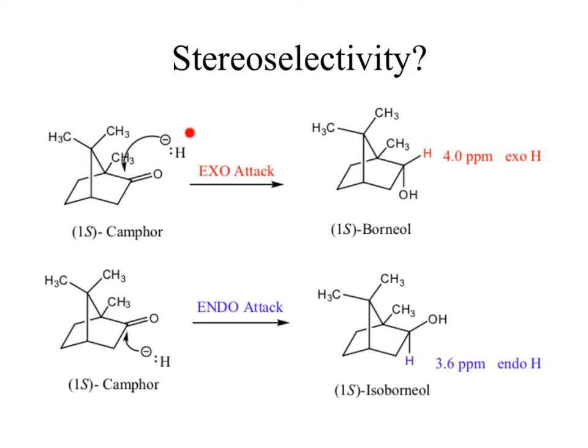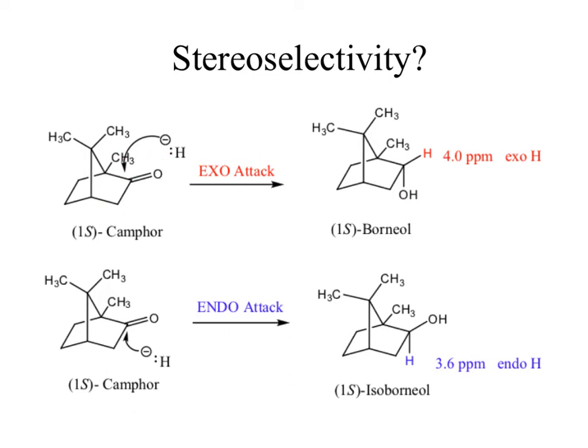So our nucleophile is H minus today. It can either come from the top, and we call that an exo attack, or it can come from the bottom, and we call that an endo attack. You get 2 different products, 2 different diastereomers, which have different physical properties. Diastereomers have different melting points, boiling points, IRs, and NMRs. And that's what we're showing here, different NMRs.